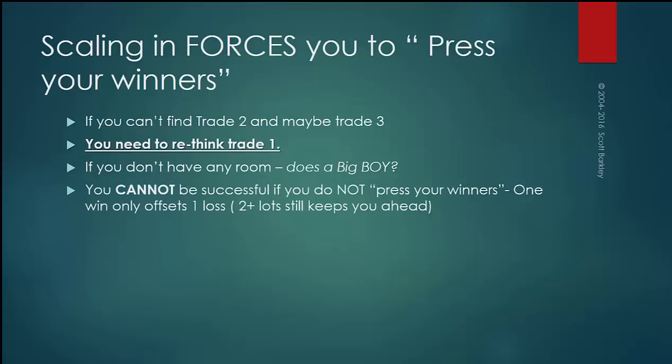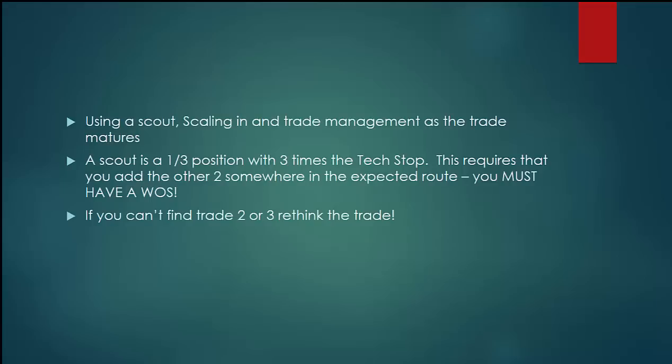Now, you cannot be successful if you do not press your winners, okay? Unless you press your winners, one win only offsets one loss, okay? But every time you take a loss, you're only doing that with one lot, 1/3 of your lots. But every time you make a win, you're making a win with 2 and 3 and 4 and 5. You can see that you will exponentially increase your margin account, and you will cut your losers quickly, and there will be small losses, all right?